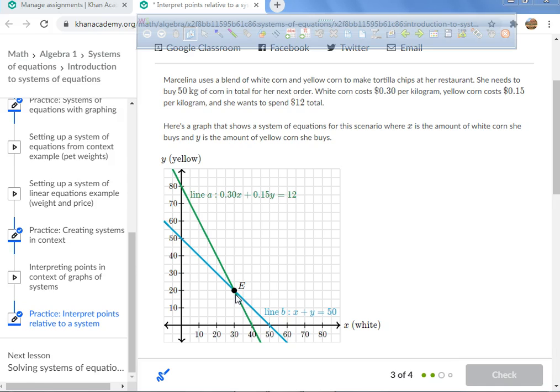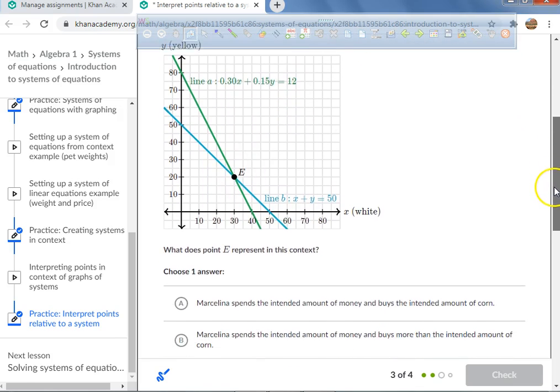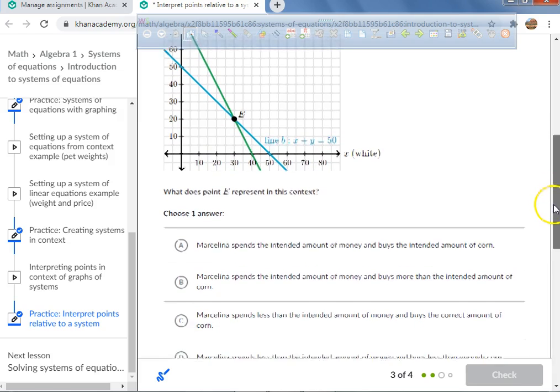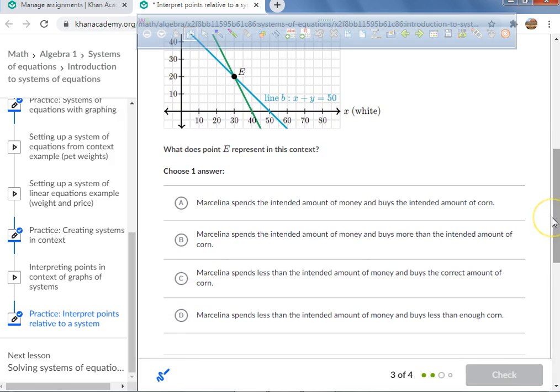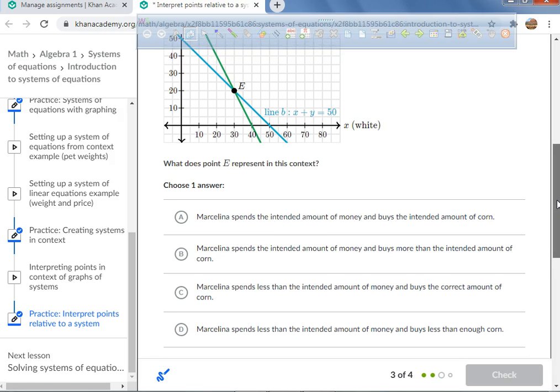That represents point E. But that E represents a perfect amount where what? Where the total amount of corn bought is 50, and you got a total of $12 where it matches perfectly. So this is where everything is intended, okay? Where she spends the intended amount of money, right? And she buys the intended amount of corn.